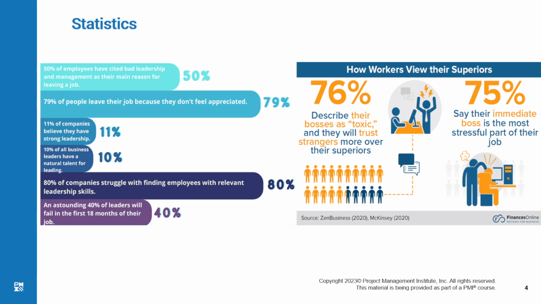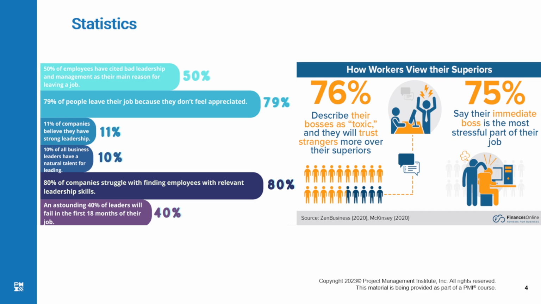An astounding, shocking 40% of leaders will fail in their first 18 months of their job. These are really shocking statistics. Now, on the right, another shocking set of statistics is about how workers view their bosses or their superiors. 76% describe their bosses as toxic, and they would trust strangers more over their superiors.